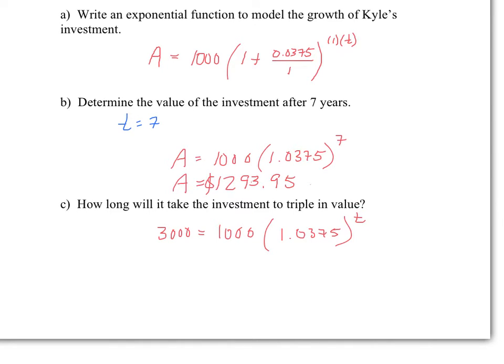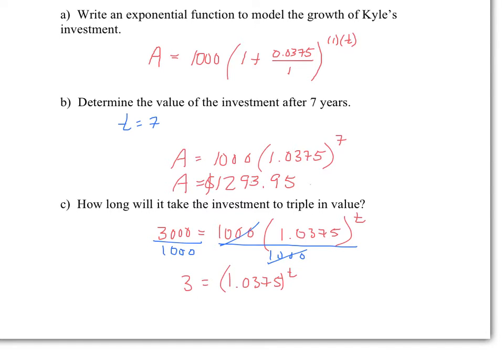Okay, well, first thing I'm going to do is divide by 1,000. Notice that t is in our exponent. That is the variable in the exponent. So this is going back to exercise 25, where we're solving equations where x is in the exponent. So first thing I'm going to do is divide by 1,000, just to get rid of this 1,000 over here. What we're going to get is 3 equals 1.0375 to the power of t. I'll leave that in brackets because it's a big number.